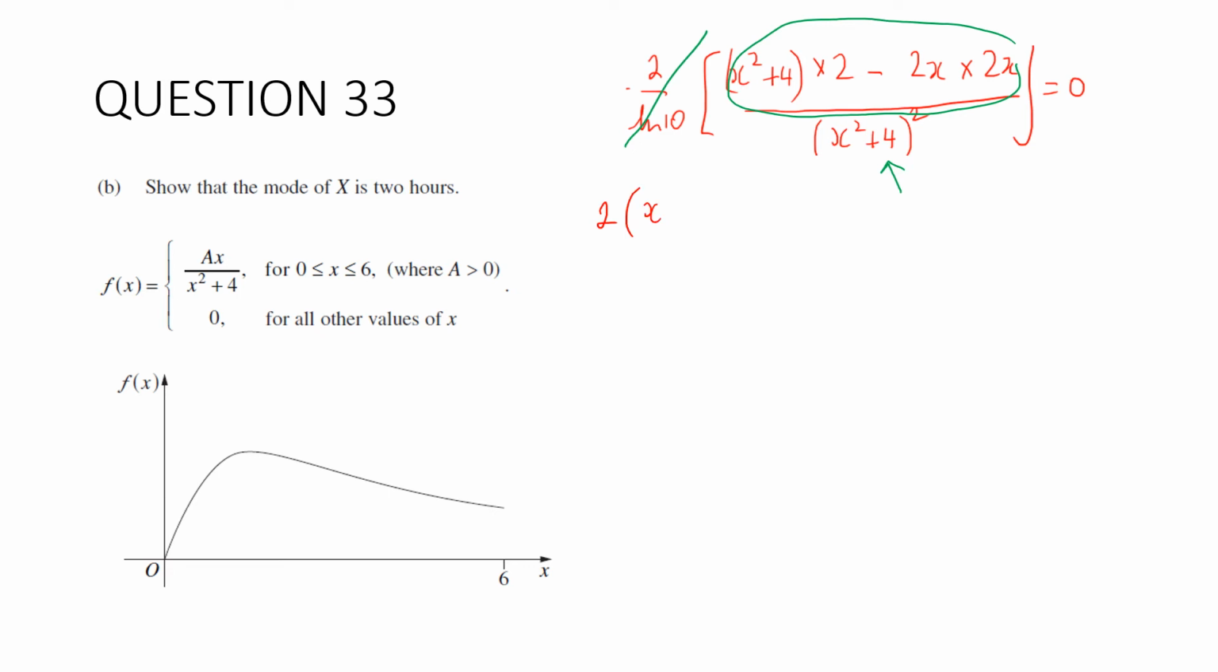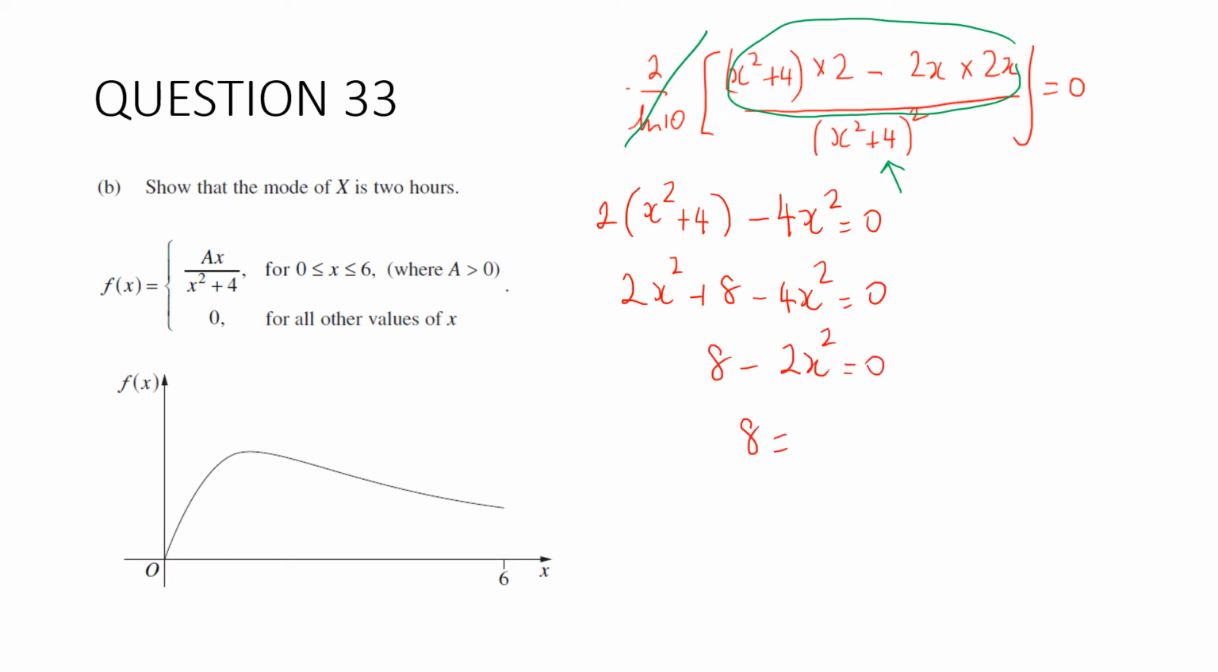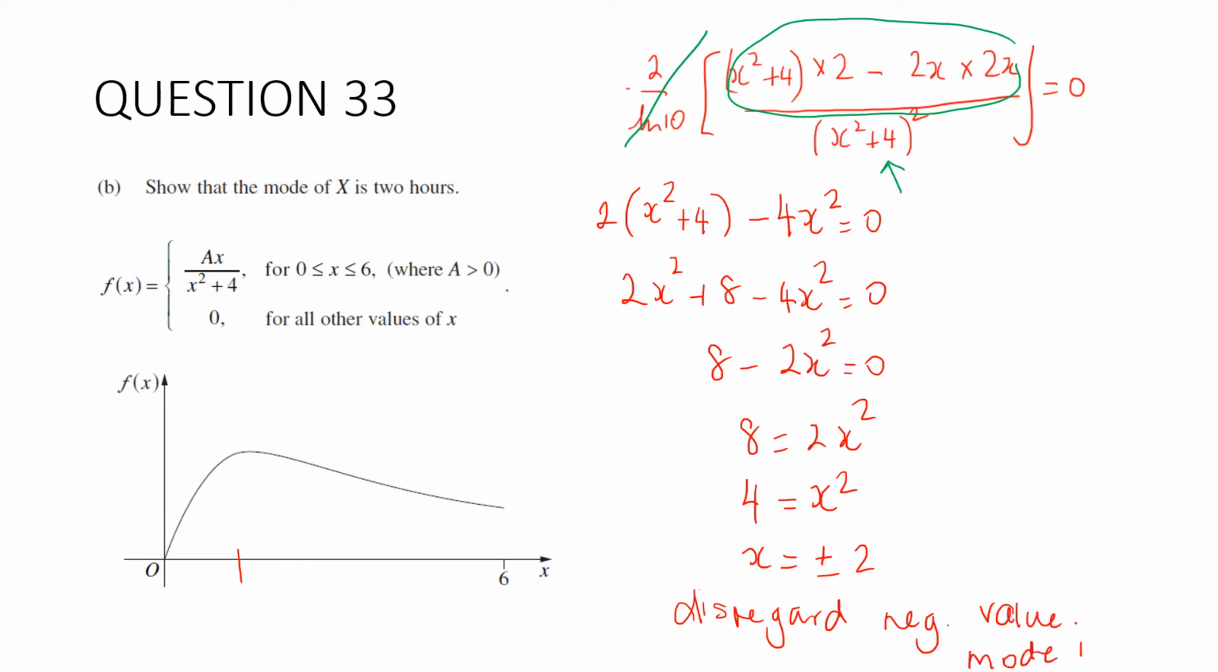So that simplified things a bit. 2 bracket x squared plus 4, take away 4x squared is equal to 0. 2x squared plus 8 minus 4x squared is equal to 0. 8 take away 2x squared is equal to 0. That equals 2x squared, divide both sides by 2. 4 is equal to x squared. x is equal to plus or minus 2. Now obviously this is going to be a positive value, so we can disregard the negative value. The mode is 2.